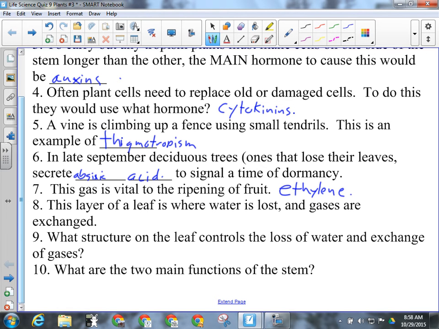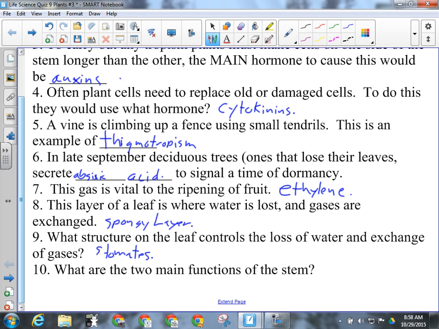Layer of the leaf where water is lost and gases are exchanged. No, spongy layer. Okay, that's where all that stuff is held. It goes through the stomates, okay, but the layer in which it happens is the spongy layer. Okay, what structure on the leaf controls the loss of water and exchange of gases? Stomates, or guard cells if they wrote that.